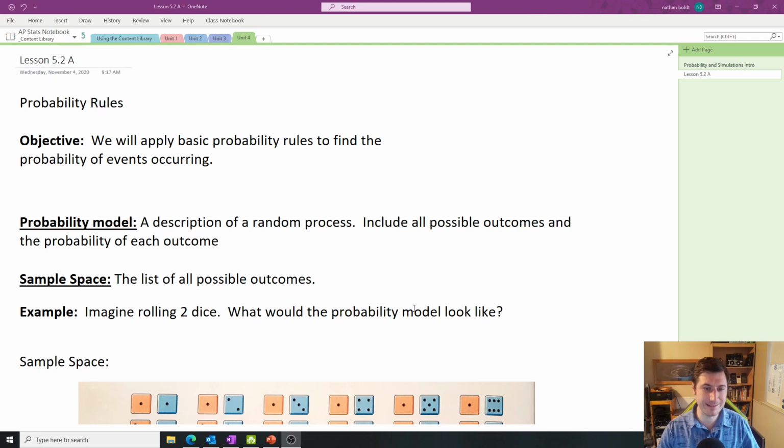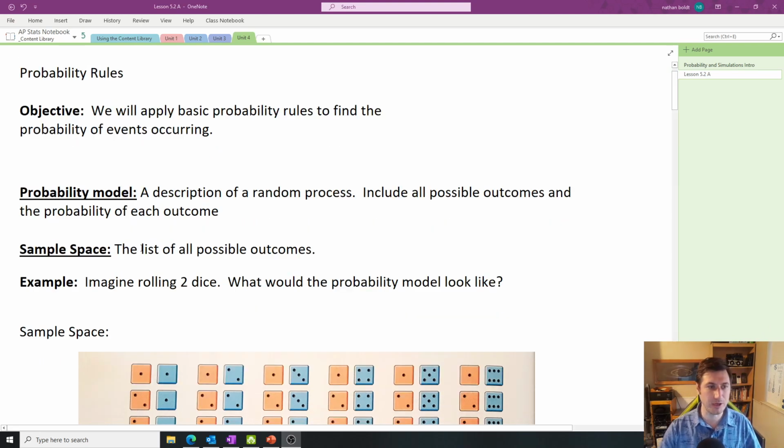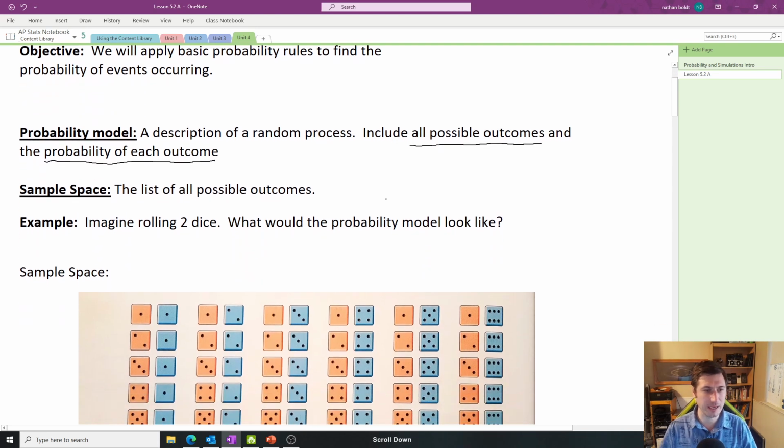That's a specific thing in stats and probability theory. A probability model is a description of a random process. It has two things: it includes all possible outcomes of this random process and the probability that each outcome could occur. The first example will clear all that up. Another quick vocabulary: all those possible outcomes, we call that a sample space. Those might be a little familiar to you. If not, this example will clear up what those are.